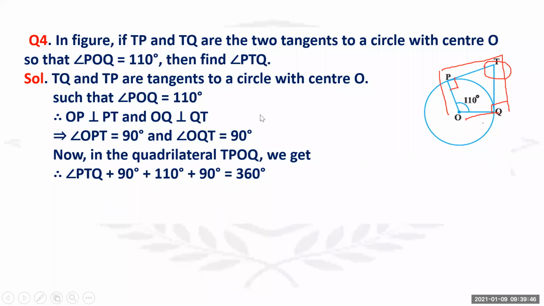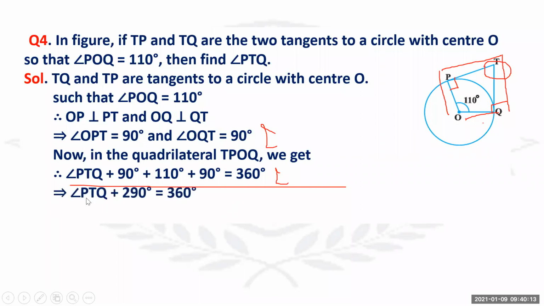degrees. Now check, I have not written the reasons in this question. Understand? Check, what is the reason for this? Those reasons you have to understand and write. What is the reason for angle PTQ plus 90 plus 110 plus 90 equals 360? That reason you all have to write. I've kept that for you.